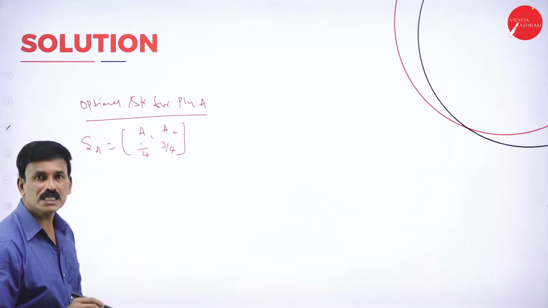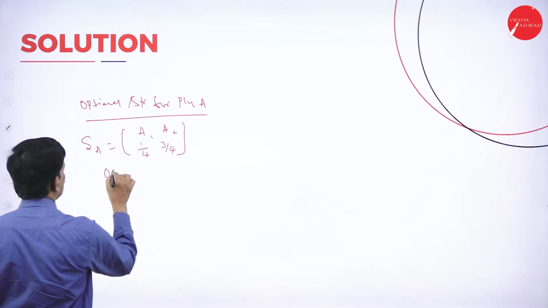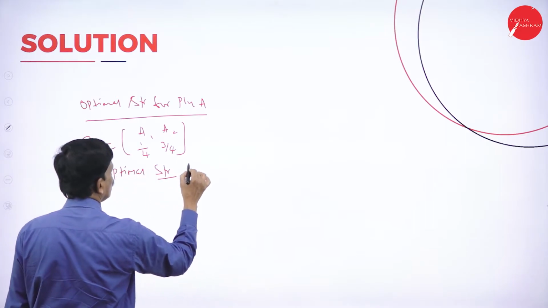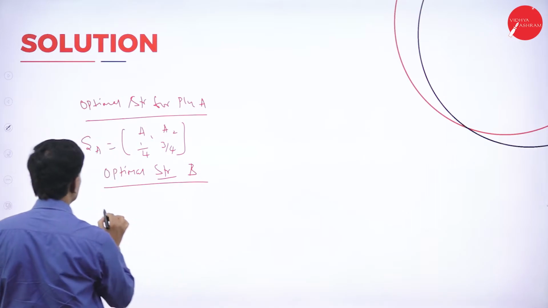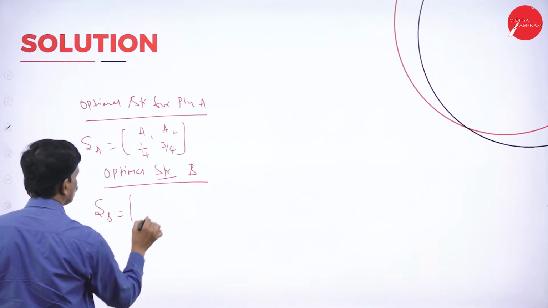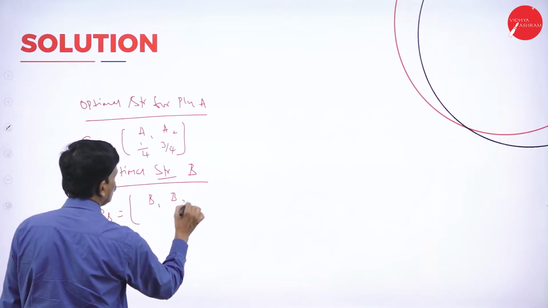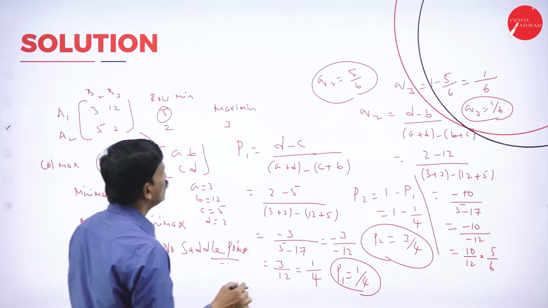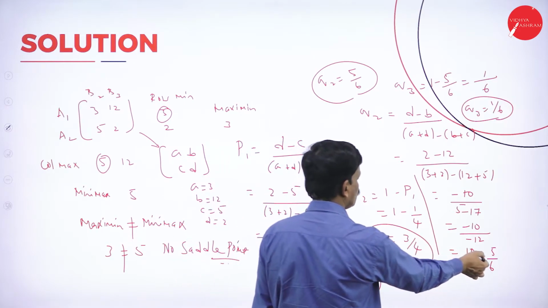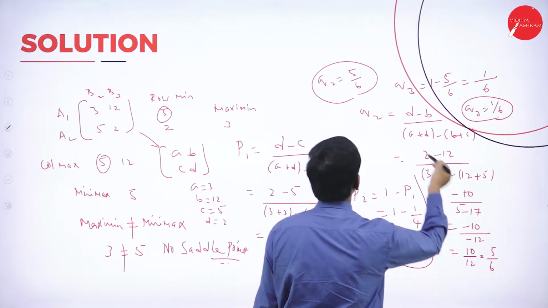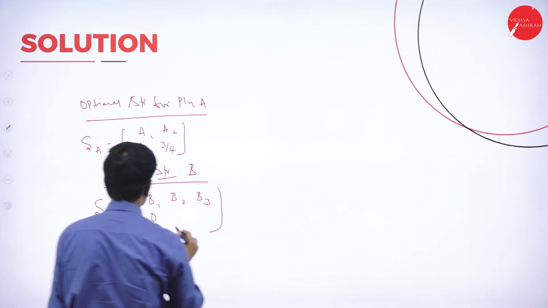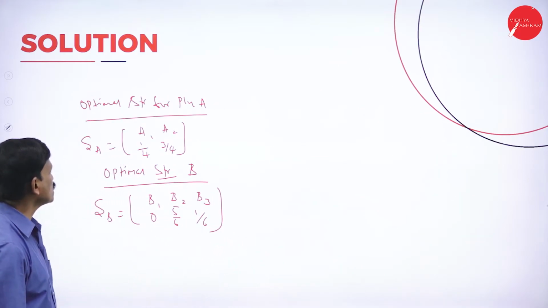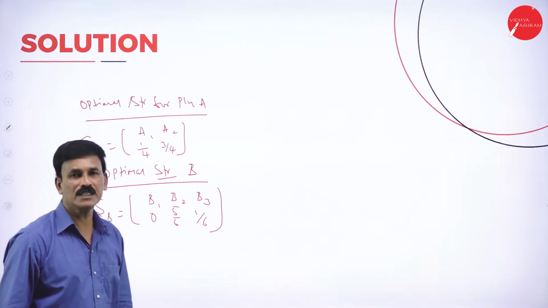Similarly, the optimal strategy for player B will be SB, that is equal to B1, B2, B3. B1 is 0, and B1, B2, B3 is nothing but Q1, Q2 and Q3. That is, Q2 is 5 by 6 and Q3 is equal to 1 by 6. That is 5 by 6 and 1 by 6. So these are the optimal strategies for players A and B.